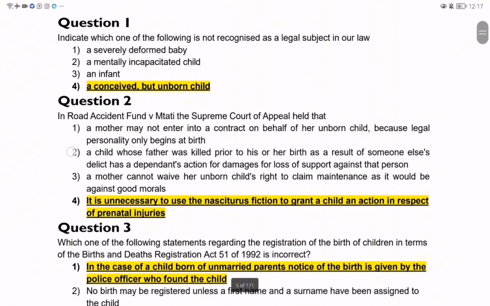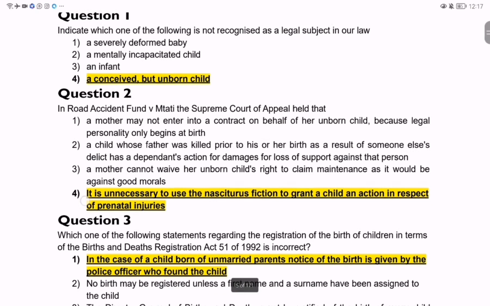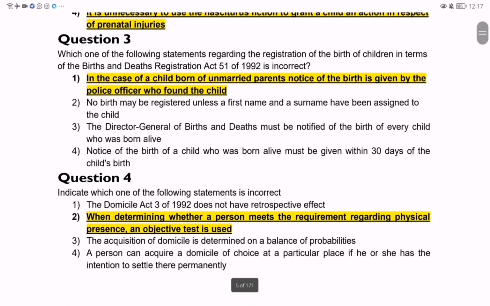You see, here's case law in Road Accident Fund versus Matiti. So remember what I said. You must always know the citation of the case, the facts, and the decision. Most of the time, they don't ask the legal question in the multiple choice. I understand that you guys will be writing multiple choice, right?